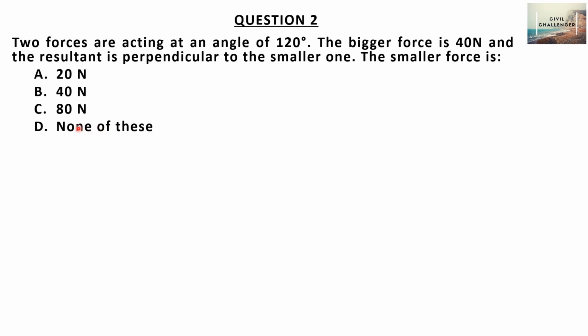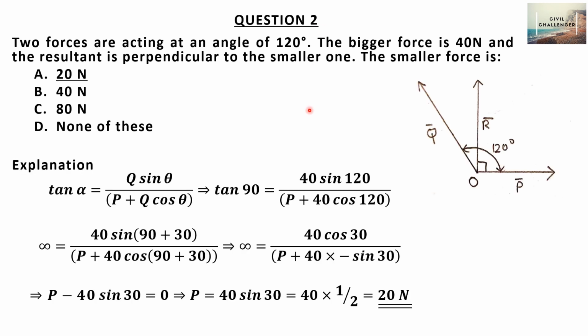The next question is, two forces are acting at an angle of 120 degree. The bigger force is 40 Newton and the resultant is perpendicular to the smaller one. Then the smaller force is option A 20 Newton, option B 40 Newton, option C 80 Newton, option D none of these. Okay, first we need to draw the diagram.